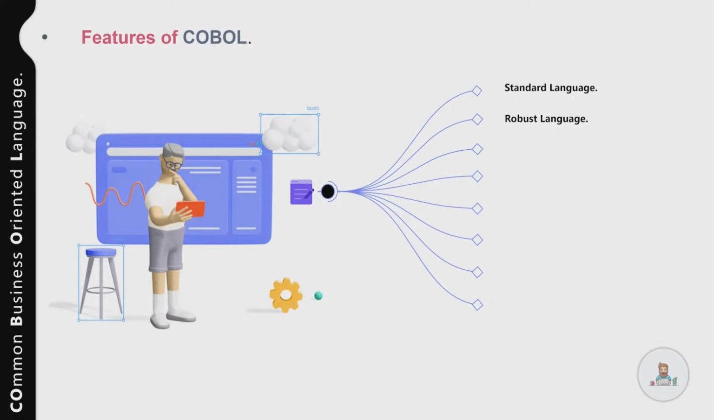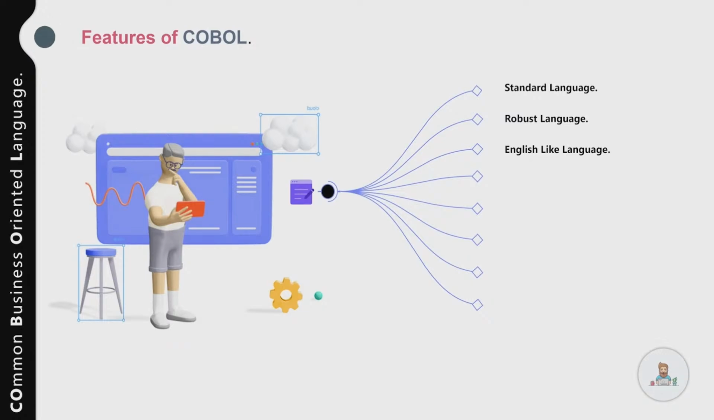The second one is robust language. COBOL is a highly robust programming language. This means that there are a number of testing and debugging tools available for COBOL programs on almost all kinds of computing platforms. These tools are developed by different third-party vendors based on the ANSI directives.